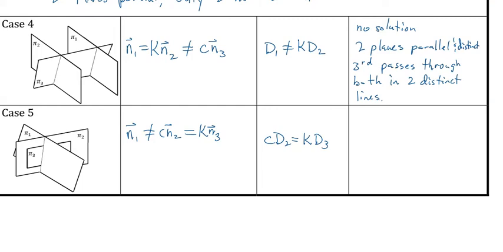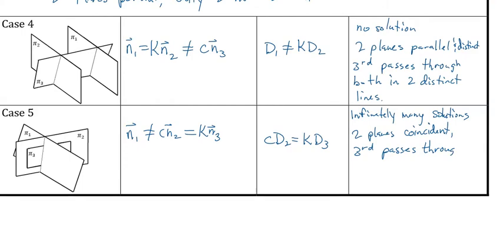Two planes are coincident. And the third passes through them together, right? To form a line. So the solution is a line. Normally you wouldn't say that part. You would have to find the equation of the line.